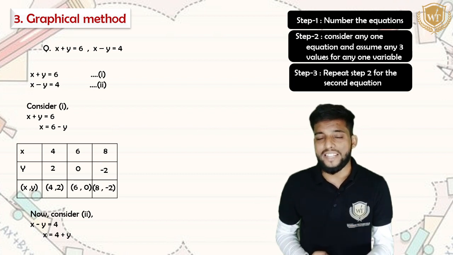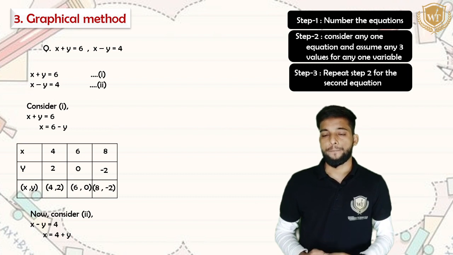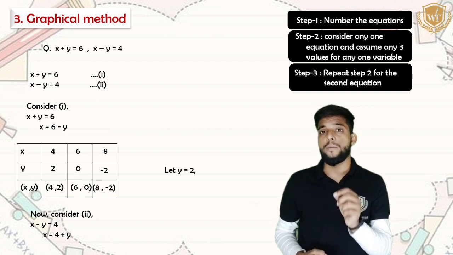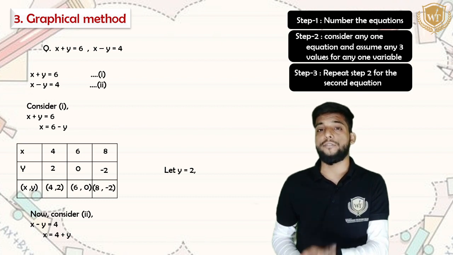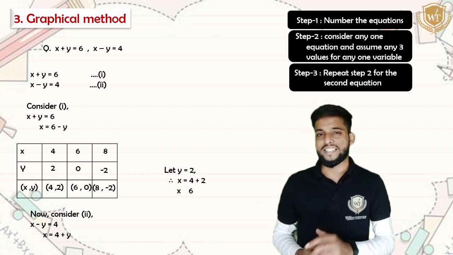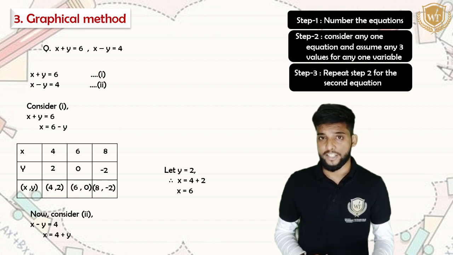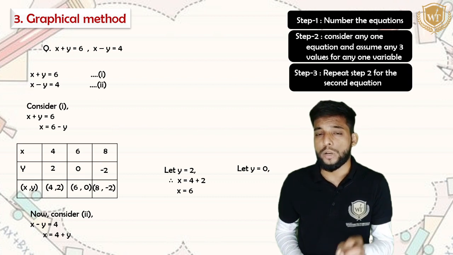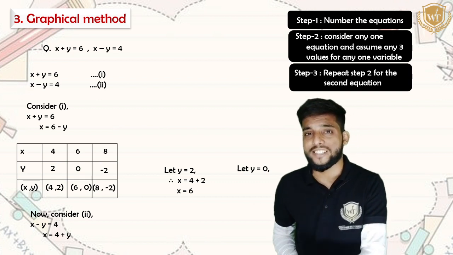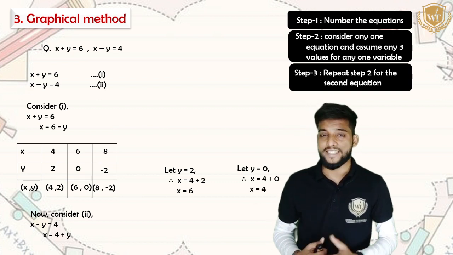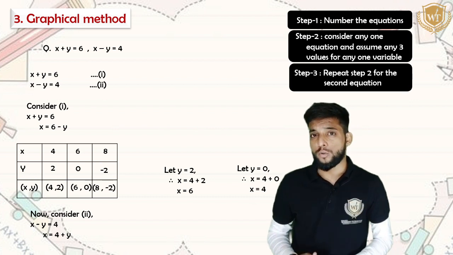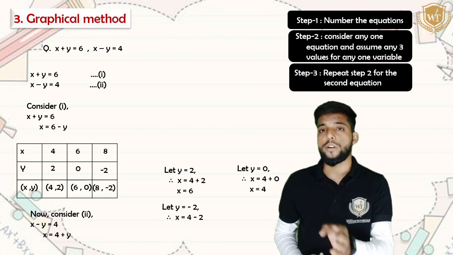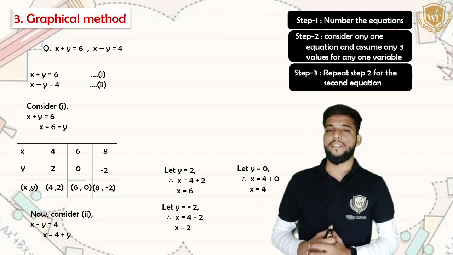Let us assume three values for this equation as well. So now y ka first value we are taking 2. So x will become 4 plus y, matlab 4 plus 2. So x ka value will be 6. Let us assume the second value. Let us say y equals 0. So x will become 4 plus 0, matlab 4. Mil gaya second value. Let us assume the third value. Y equals minus 2. So x will become 4 minus 2, matlab x ka value is 2.